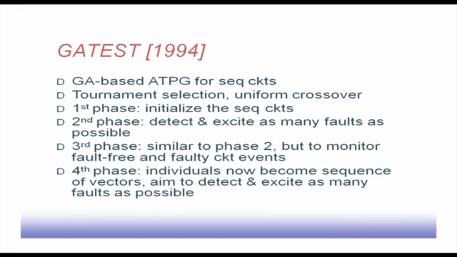Another one is GA test, which was reported in 1994. This is a GA based ATPG for sequential circuits. It uses tournament selection and uniform crossover that we have discussed previously. The first phase initializes the sequential circuits. The second phase detects and excites as many faults as possible. The third phase is similar to phase 2, but monitors fault free and faulty circuit events. In the fourth phase, the individual becomes a sequence of vectors, and we aim to detect and excite as many faults as possible.